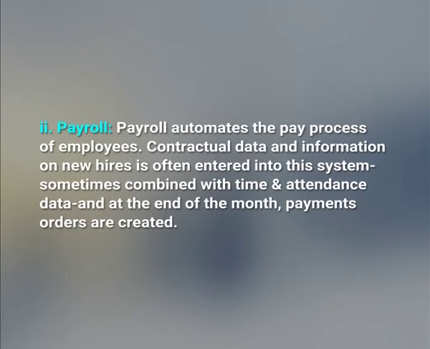Number 2, payroll. Payroll automates the pay process of employees. Contractual data and information on new hires is often entered into this system, sometimes combined with time and attendance data, and at the end of the month payment orders are created.